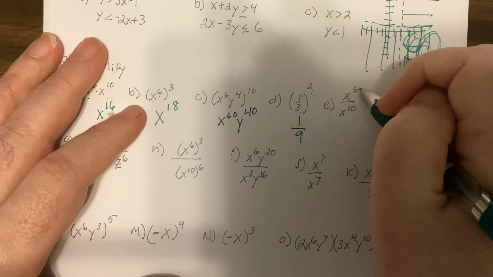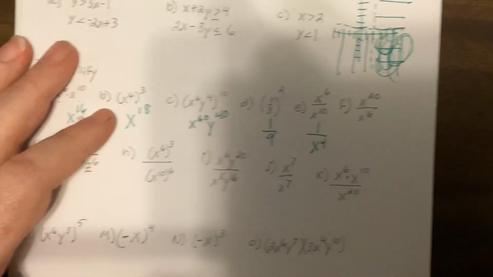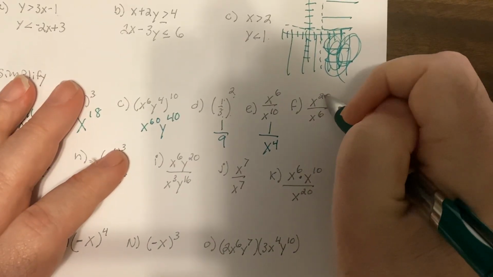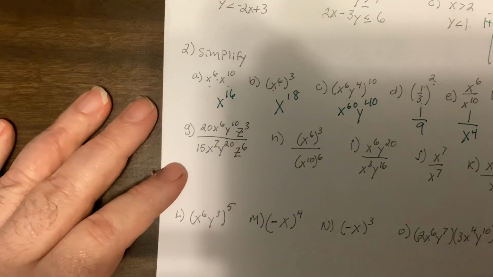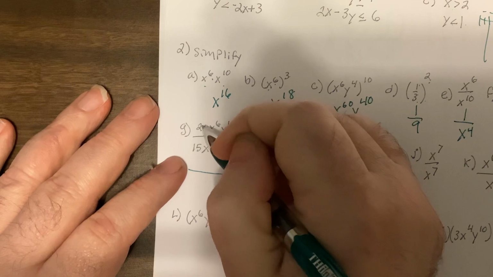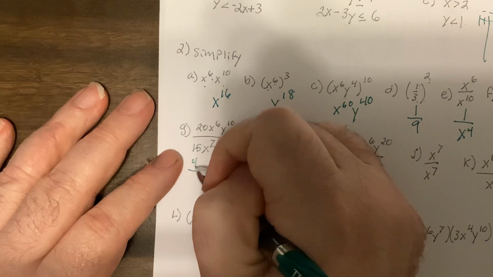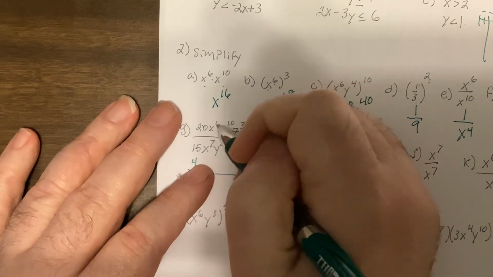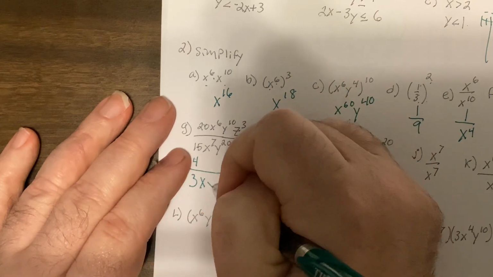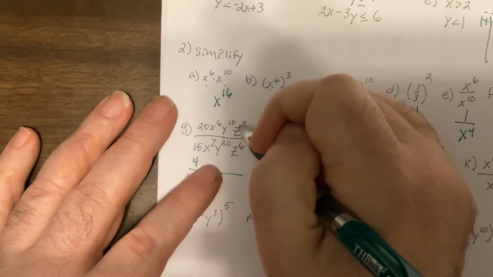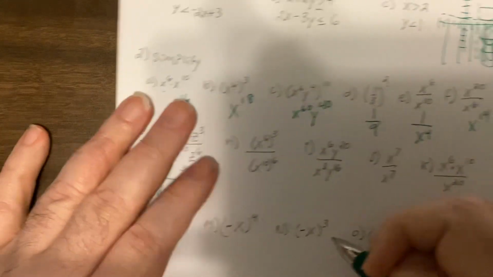Here, 6 of these cancel with 6 of these, so you'd have x to the 4th on the bottom. How's it going, kids? Is it going good? 6 of these would cancel with 6 of these, so you'd have 14 left on the top. Here, you reduce the fraction, so 5 goes into both, so it'd be 4/3. 6 of these cancel 6 of these, so it'd be x on the bottom. 10 of these cancel, so it'd be y to the 10th. And 3 of these cancel with 3 of these, so it'd be z to the 3rd.